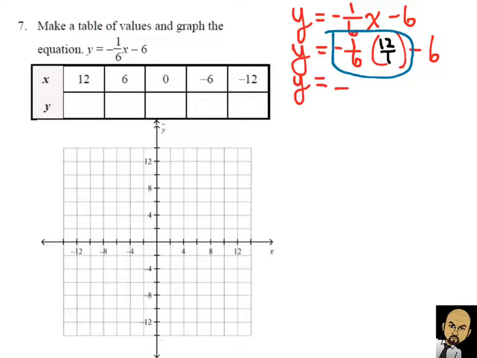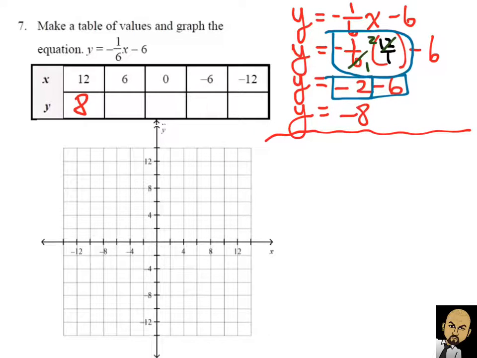A negative times a negative is a positive, and the 6 and the 12 cancel out. You can see that 6 goes into 12 two times, and so you end up with 2 over 1, which is 2. And we already had our negative sign, so we end up with negative 2 minus 6. We box our terms because we're subtracting, and when we subtract, we use war and peace. Are they at war? They're at peace, so your answer is going to be negative, and you add up the numbers. 2 plus 6 is 8, so we end up with negative 8.